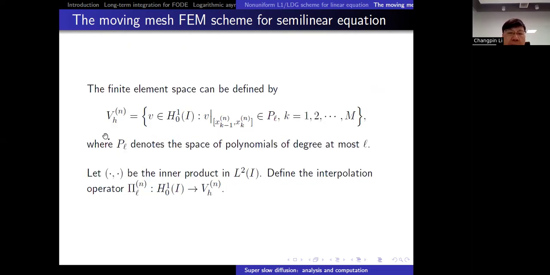So at the time layer n, we can define the finite element space like this. So this is the subinterval. PL denotes the space of polynomials of degree at most L. This is the standard inner product in L2 space, and the interpolation operator pi Ln at the nth time layer maps H0 1 to the finite element space defined like this. Okay.